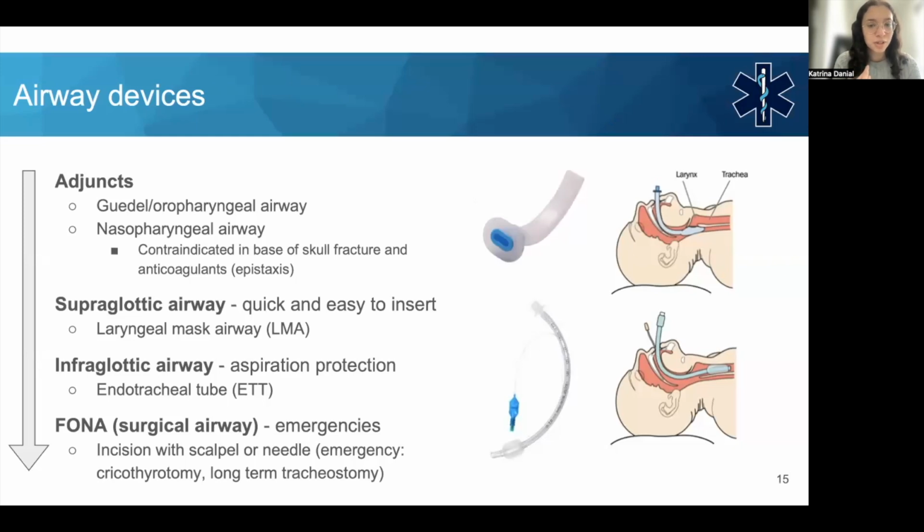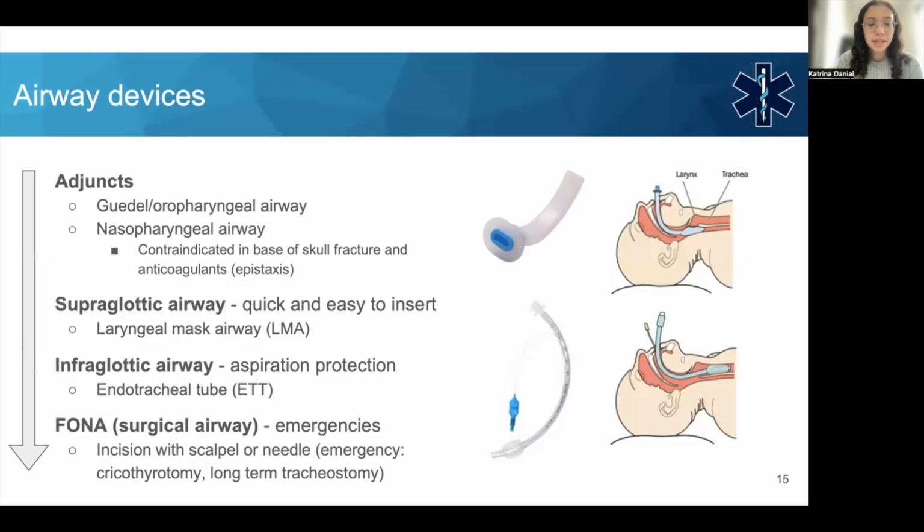So they come in 3 different sizes, depending on the patient's jaw size, and they're very, very easy to insert. Right? There's a version of the Guedel that can be inserted into the nose instead to serve the same function. So that's called the nasopharyngeal airway.